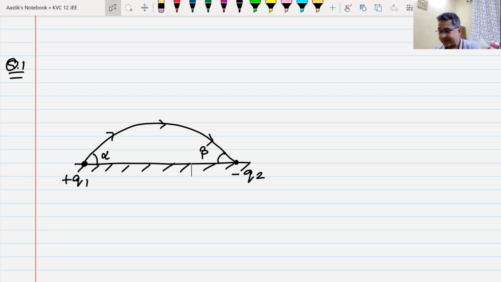I give you 2 minutes to try it. So let us say everything is known. Alpha is known, beta is known, Q1 is known, Q2 is known. Find the relation between these four quantities. That can be the question. The actual question is: find the angle beta.